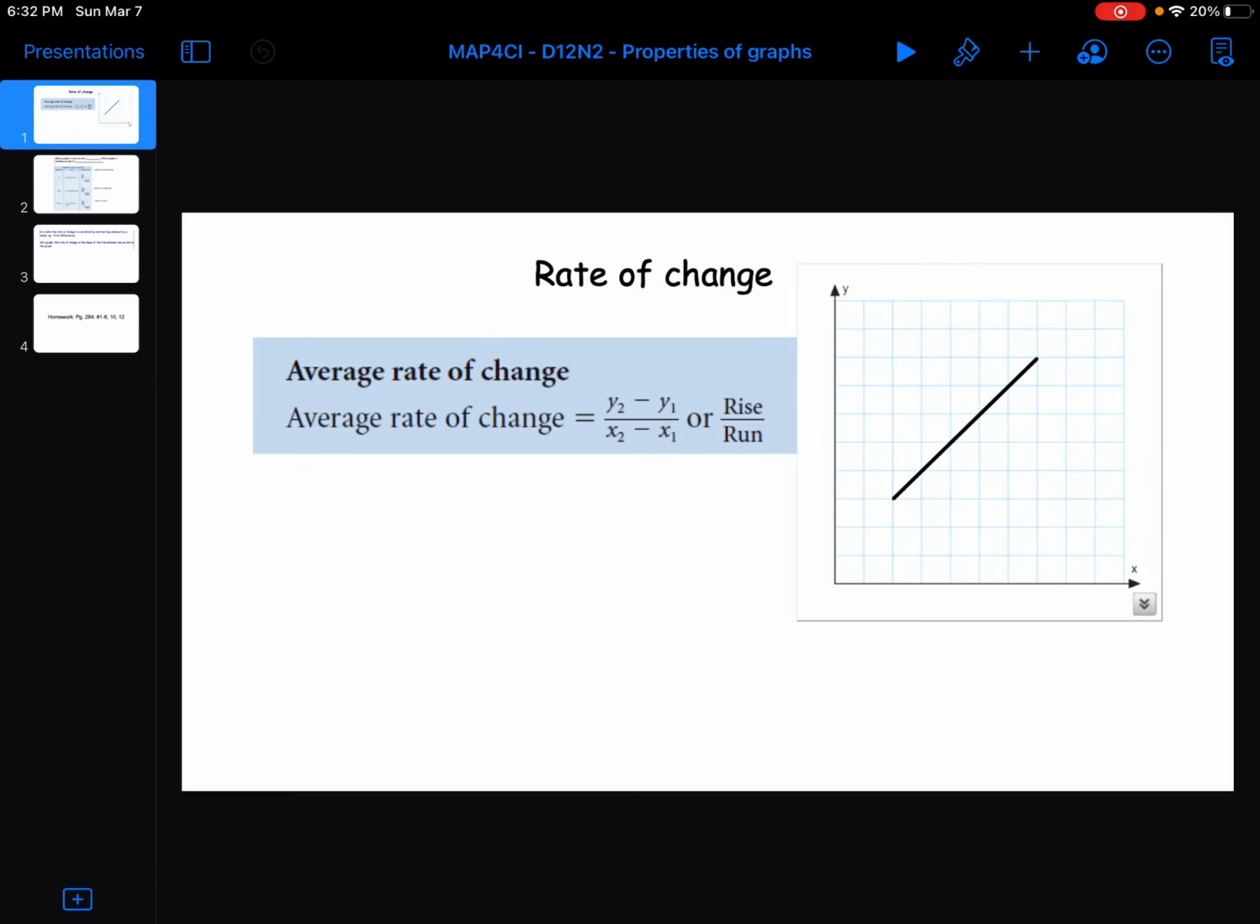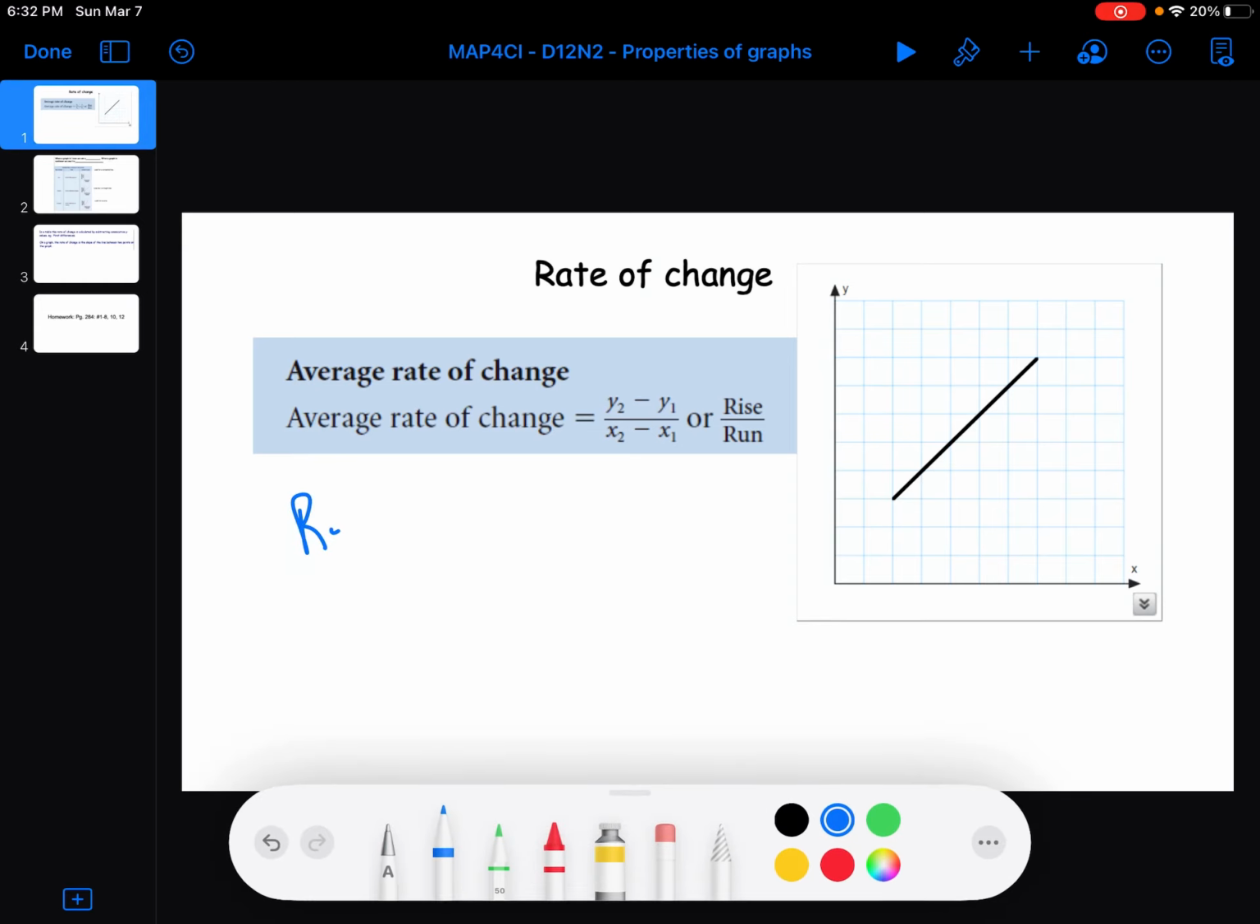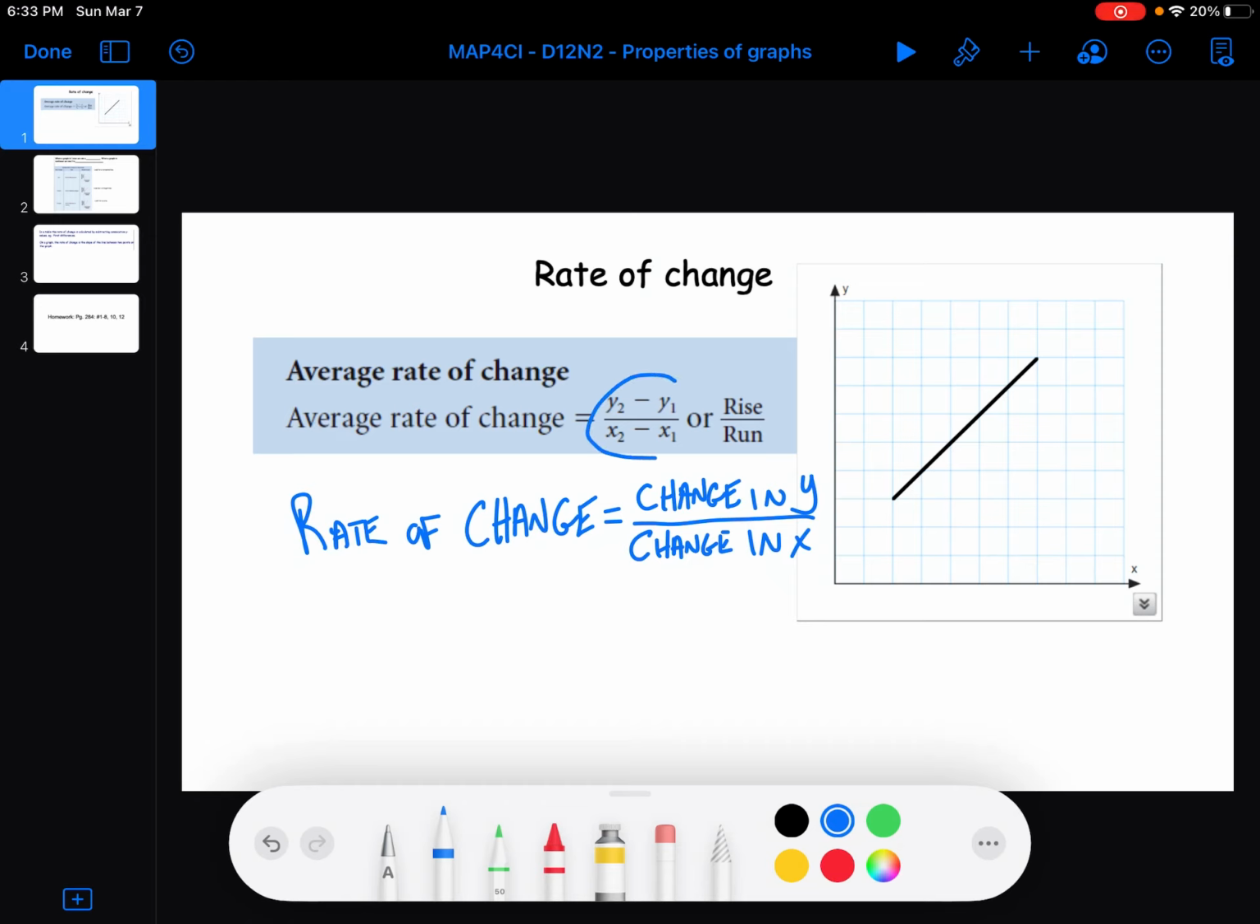Okay, looking at rate of change, we're going back to kind of grade 9 here. But rate of change, now we talked about it in the last note, rate of change is always equal to the rise over the run, the change in y over the change in x, or y2 minus y1 over x2 minus x1. There's a bunch of different ways to look at it. So you've got your formulas up here.